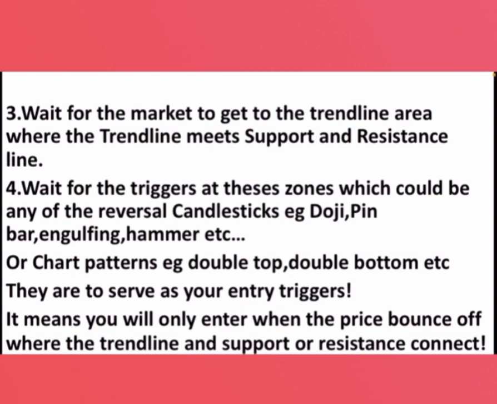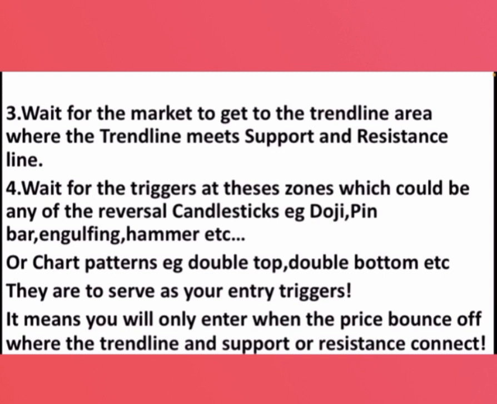The trend line goes both above the swing highs and the swing lows, which serve as your support and resistance areas. Wait for the market to get to that point before you place either a buy or a sell. You place a buy at the support zone where the trend line is. Then you place a sell where the trend line cuts across on the resistance zone. Very simple.